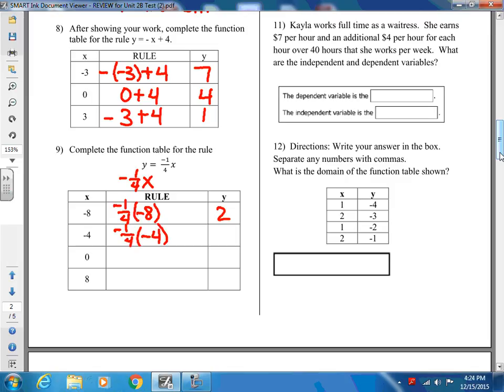Then we have negative 1 divided by 4 times negative 4. Well, 4 goes into itself 1 time. Then we have negative 1 divided by 4 times 0. Anything times 0 is 0. Then we have negative 1 divided by 4 times 8. Well, 4 goes into 8 2 times, but there's an extra negative hanging out, so this is going to be negative 2. If you use your calculator to your advantage, you can get all of that correct just by typing it in the right way. So make sure you know how to use that calculator.